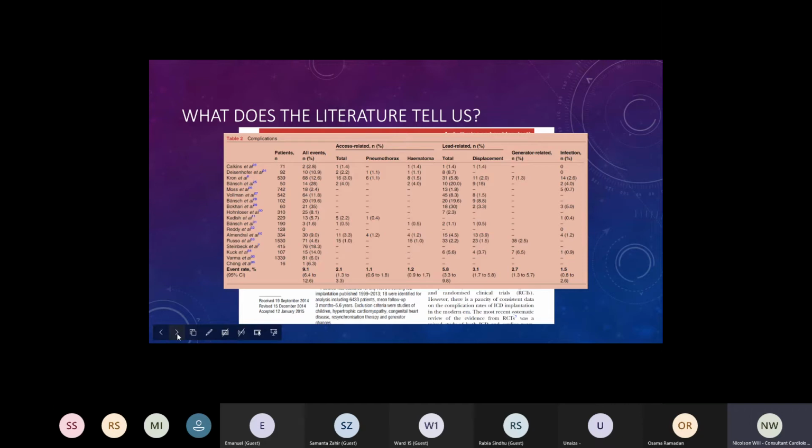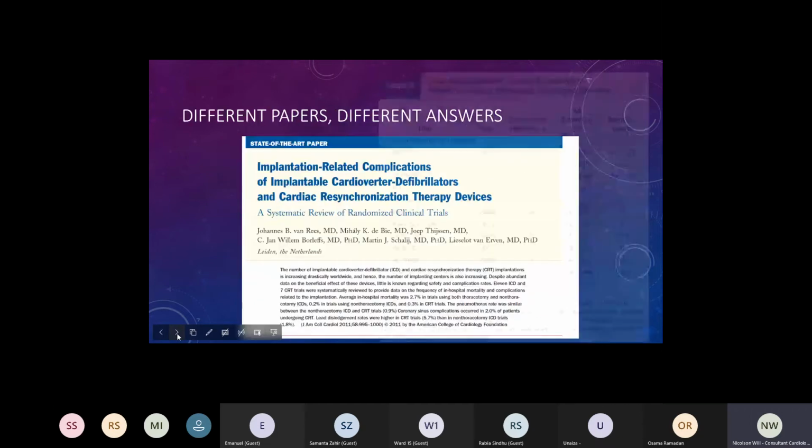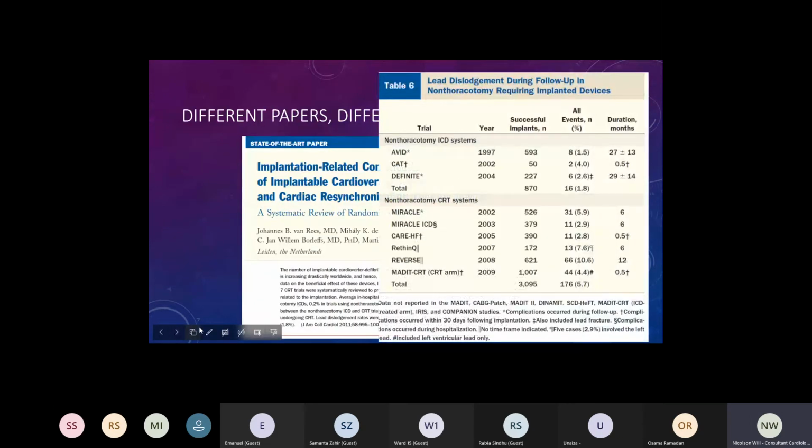So what do you quote for the individual in front of you? If we look at the difference between ICDs versus a biventricular pacemaker, there is apparently a higher rate of complication, but again, these are different trials, so potentially different cohorts of patients have been selected for each of these trials. So it's very, very difficult to know which of these numbers to quote for your individual patient.